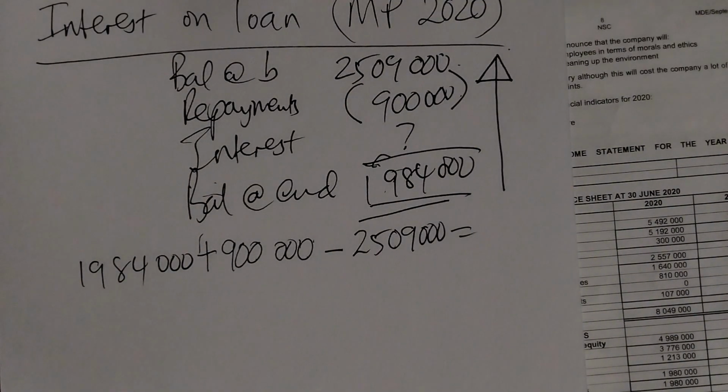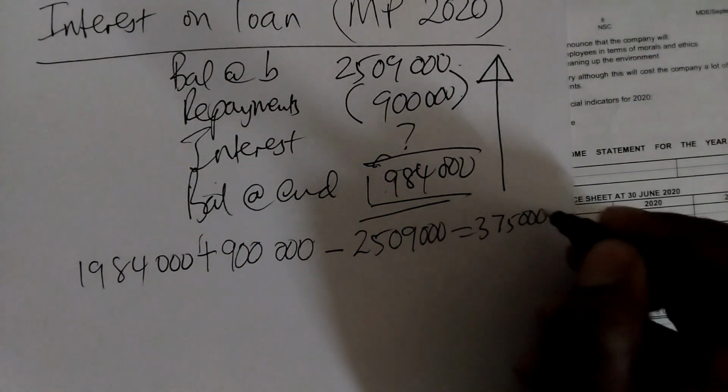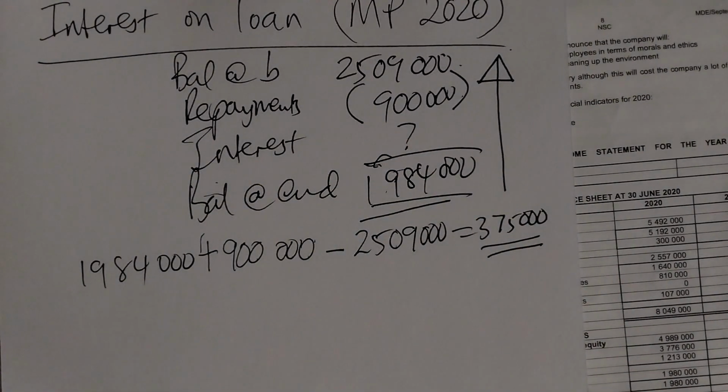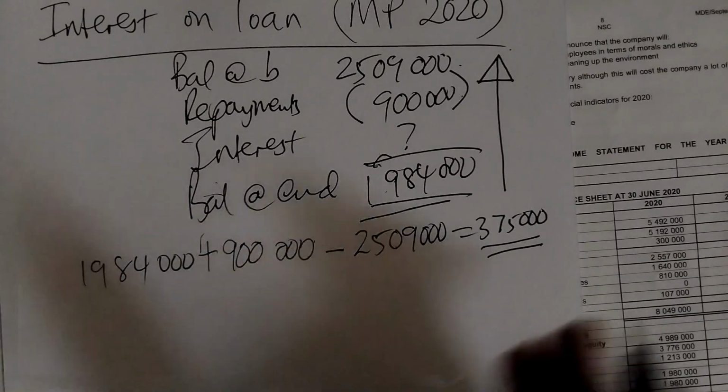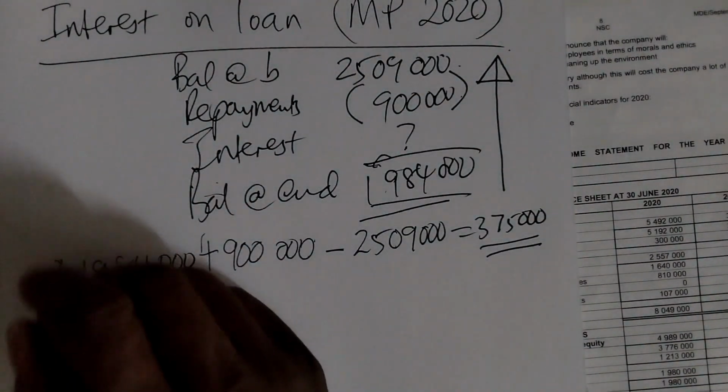So I'm saying 1984,000 plus 900,000 minus 2,509,000. That will give me 375,000 as my interest. For students that are doing pure maths, they would obviously want to use the X method. If you're using the X method, you can start from the top. So this is method 1.